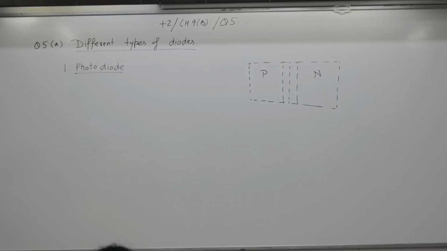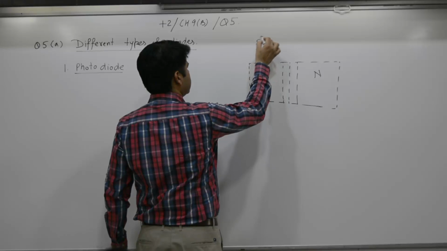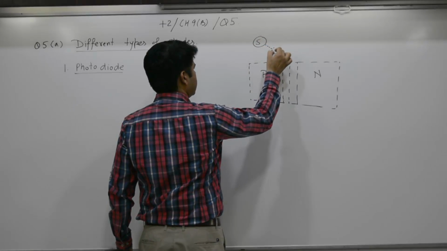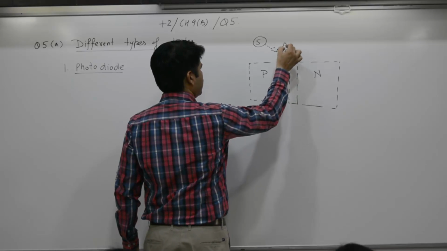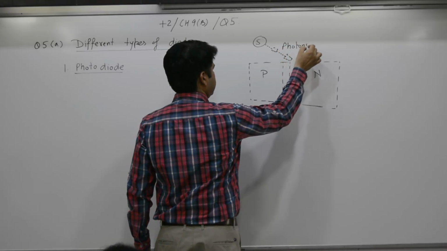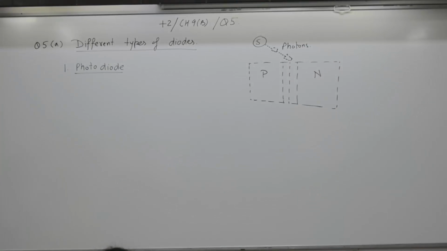Light enters. Photo means what? Activated by photons. So there is some source which gives what? Photons, packets of energy. Light enters through a transparent window. If it is opaque, light won't enter. That is why light should enter and reach the junction.